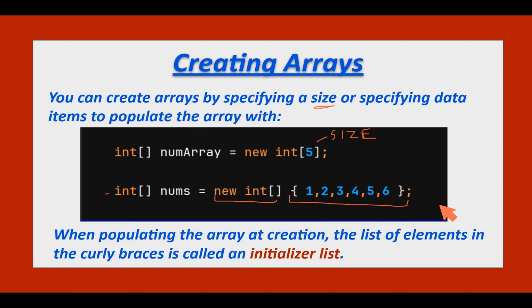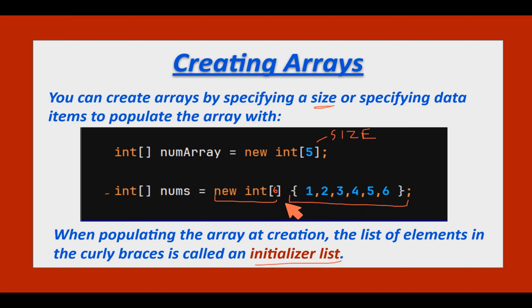And as it says here on the bottom of the slide, when you're populating the array at creation, the list of elements in the curly braces is called an initializer list. So when you specify the items to populate it with, you are creating an initializer list. And that is what this is right here. The 1, 2, 3, 4, 5, 6, this is an initializer list. And this array will be populated with the numbers 1 through 6, and its size will be 6.